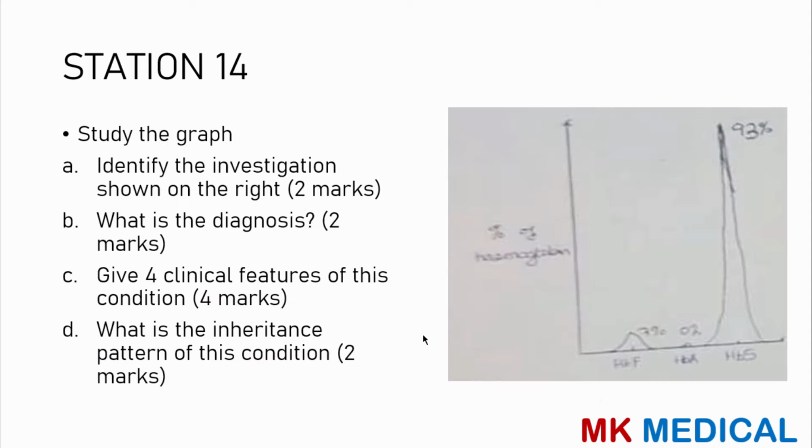Station 14, study the graph. Identify the investigation shown on the right. What is the diagnosis? Give 4 clinical features of this condition. What is the inheritance pattern of this condition? So here is the graph. Have a look at it. Pause the video if you may. But here comes the answer.